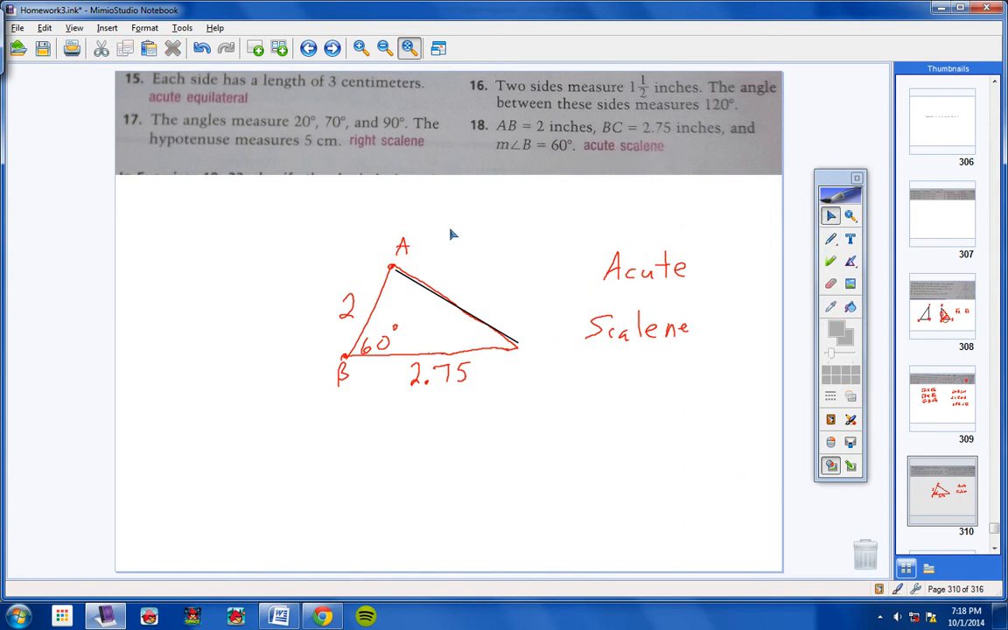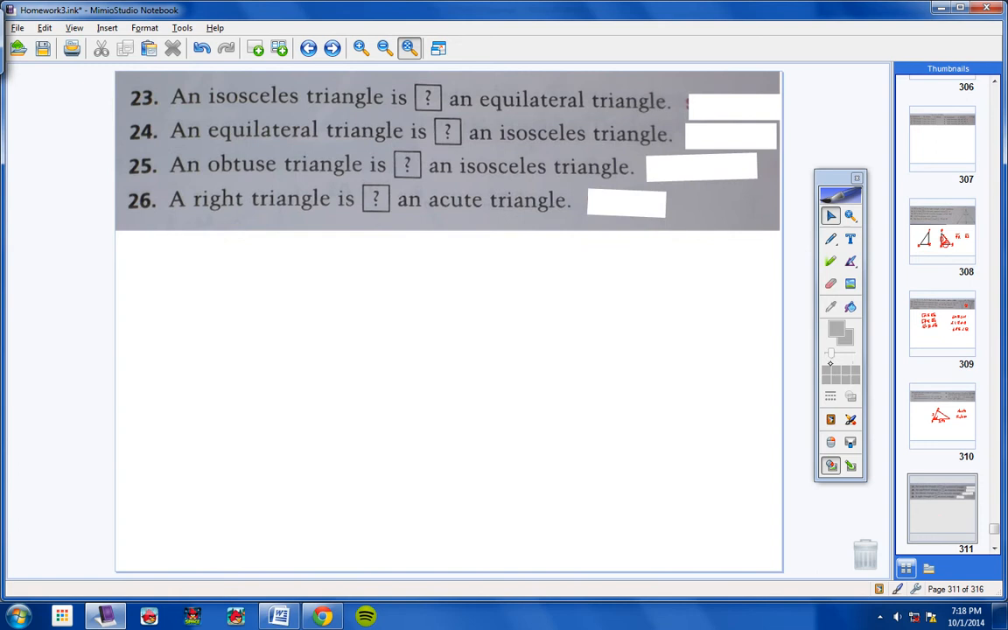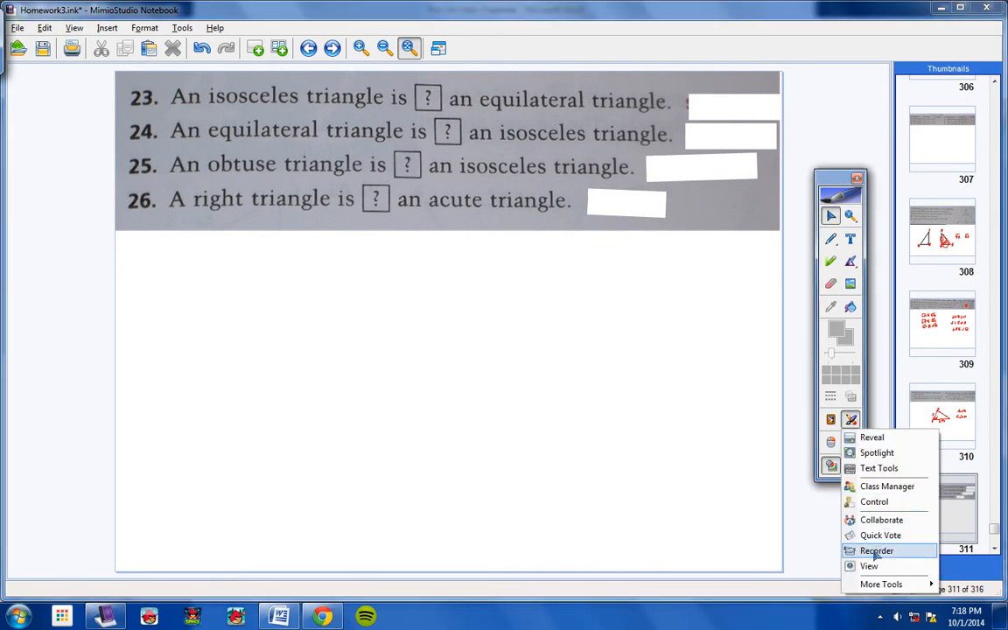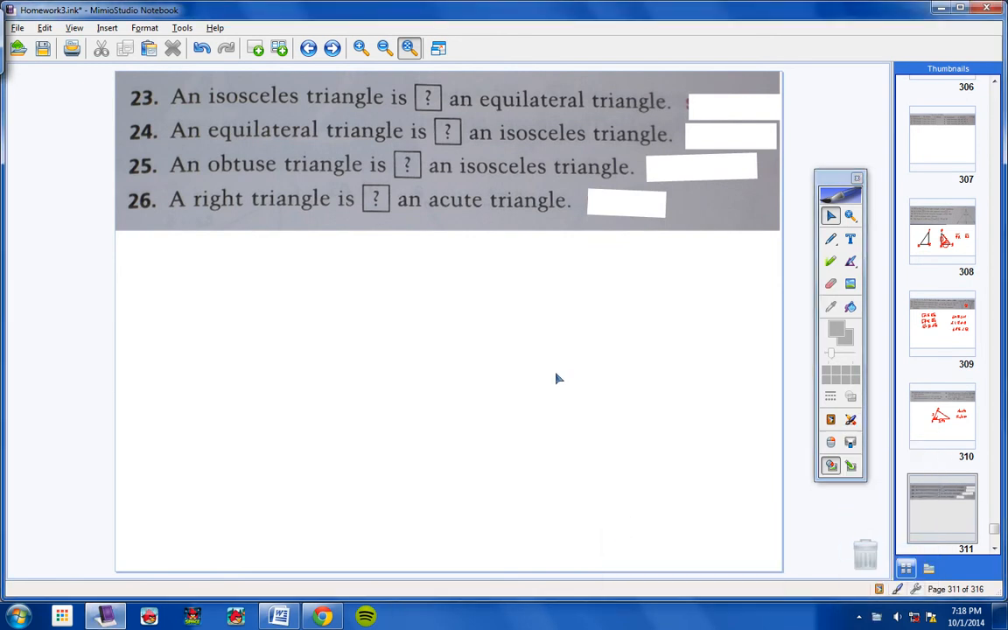All right. Okay, moving on to numbers, I'm not sure, 23 through 26, I believe. Okay, students, in this section here, they want you to use the words always, sometimes, or never. So here we go. An isosceles triangle is always, sometimes, or never an equilateral triangle.